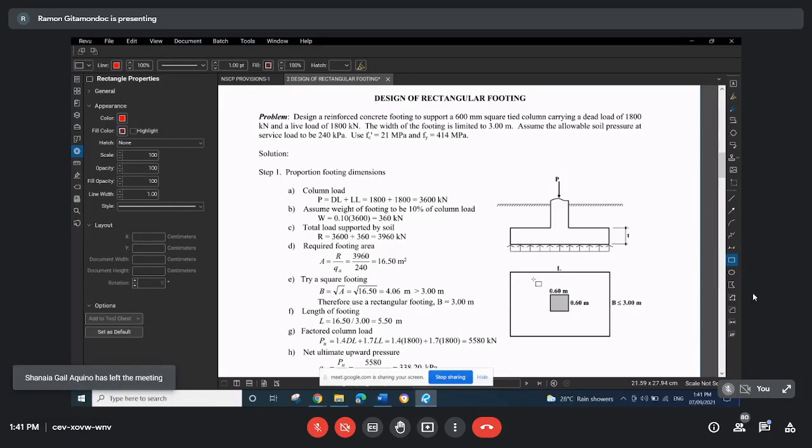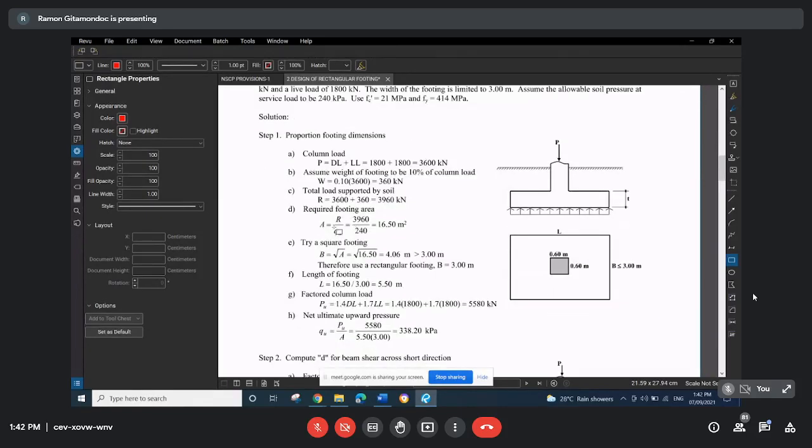Okay, so we have the following steps. In step 1, we proportion the footing dimension based on service load condition. So we calculate the total column load as the sum of dead load and live load. Then we estimate the weight of the footing to be 10% of the column load. And the total load to be supported by the soil will be the sum of the column load plus the assumed weight of the footing. So next, we can compute the required footing area by dividing the total load supported by the soil by the allowable soil bearing capacity. So we get 16.5 square meters, no?